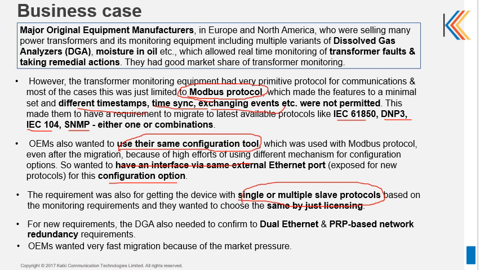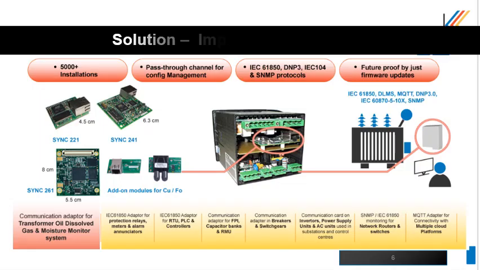And this OEM customer wanted a fast migration to the latest protocol because of market pressure. So that is one of the key requirements: they want a migration to 61850 within a time frame as low as one month. So these are some of the business cases addressed by the upgrade card solution for the customer. Now let's move ahead with some of the implementation details.